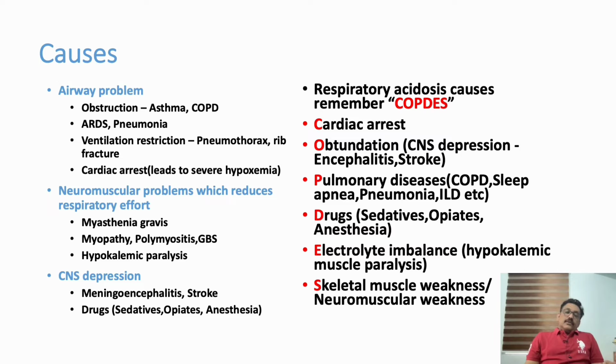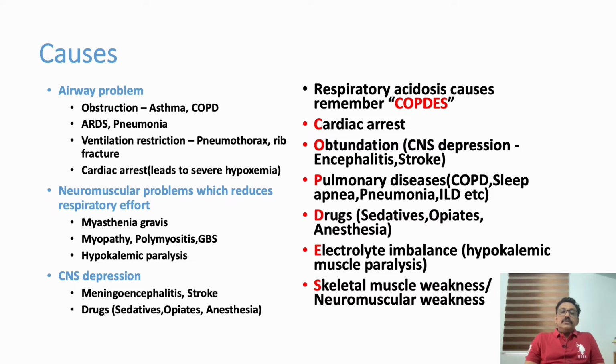Now we will see what the causes are. We have already seen the causes in the previous charts. You can remember these causes as COPDs, so that it is easy to remember. A cardiac arrest patient will have type 2 respiratory failure because they have hypoxemia and buildup of carbon dioxide. Obtundation, like CNS depression due to drugs, encephalitis, stroke. Pulmonary diseases like COPD, these are the most important conditions. COPD, sleep apnea, pneumonia, ILD, all these things are very important.